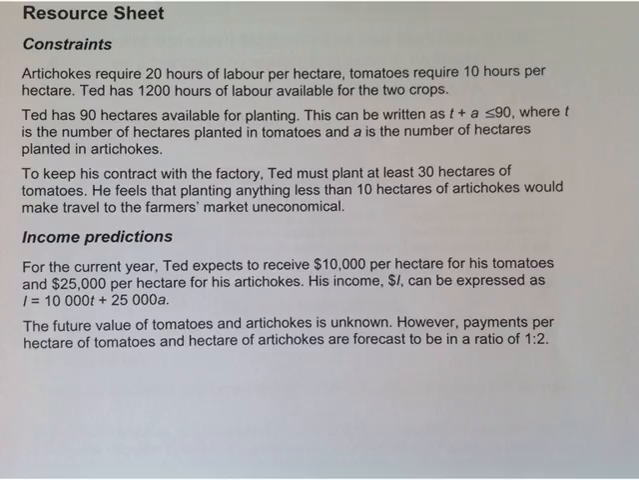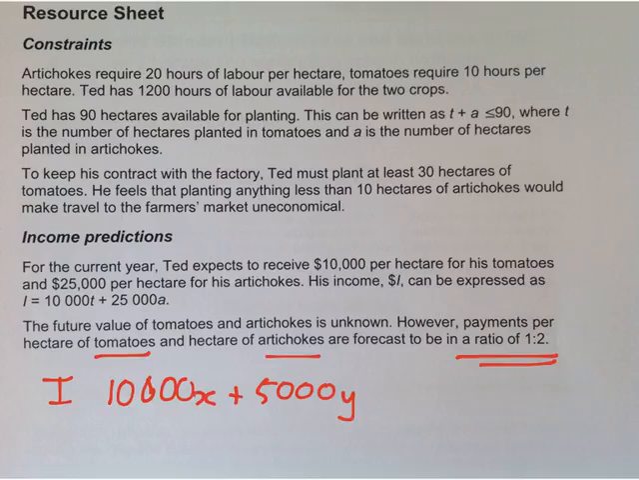Now for the future, it is unknown what he will get, but he's got a ratio of 1 to 2. So if his income was 10,000 for the artichokes, then it would be only 5,000 for the tomatoes. Because I started off this equation with artichokes first, my ratio will be 2 to 1, because we've got our artichokes to tomatoes, we've got our X and our Y. So you could use just 10,000 and 5,000, you could choose any numbers as long as you get the correct ratio. We're looking for the equation of that line.